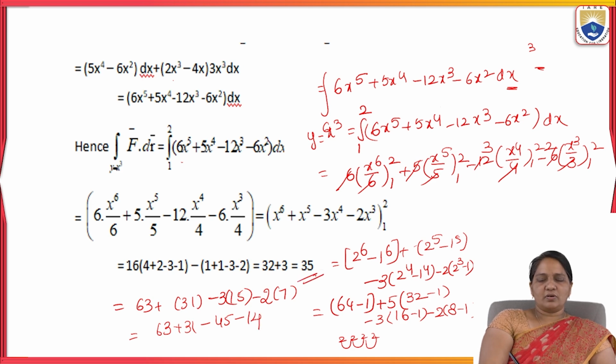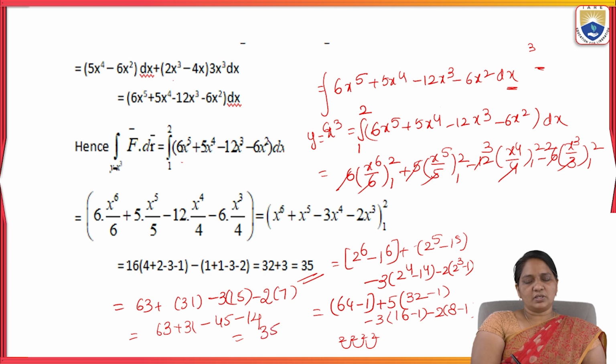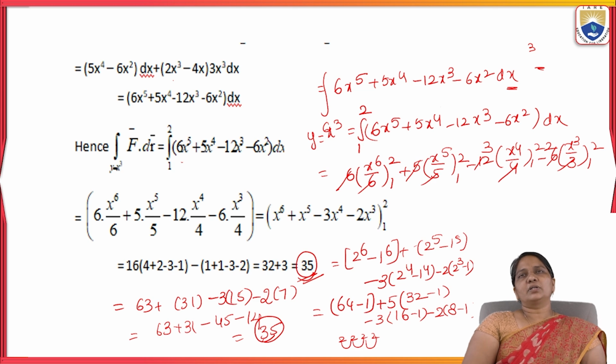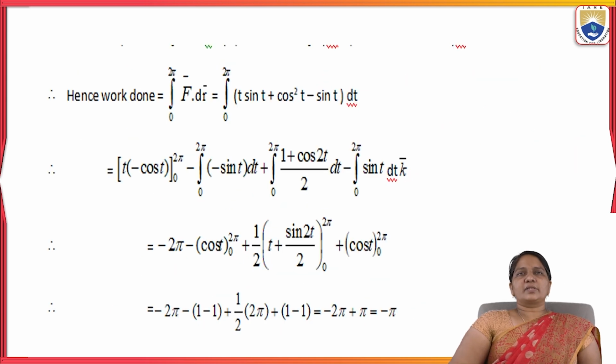So finally we got 35. So this value is equal to 35. This is the final answer. So this is the way we can calculate the given work done by using the given data. Is it clear? Now see the next problem.